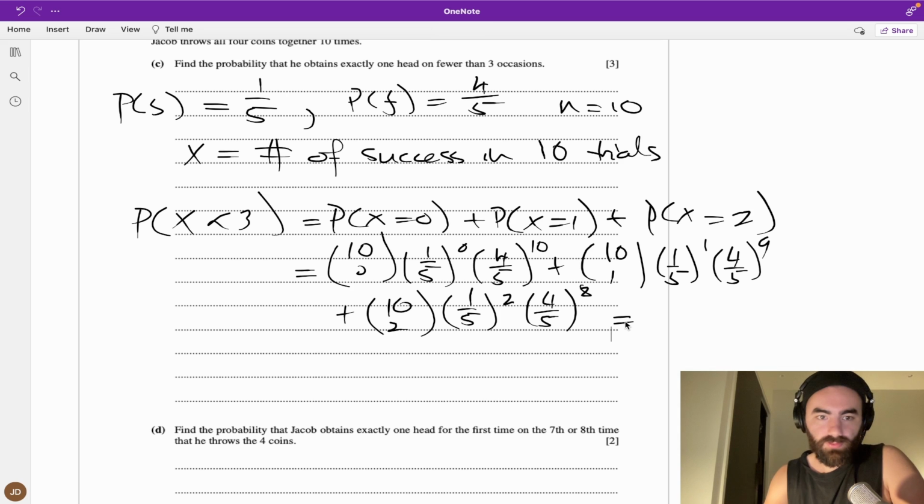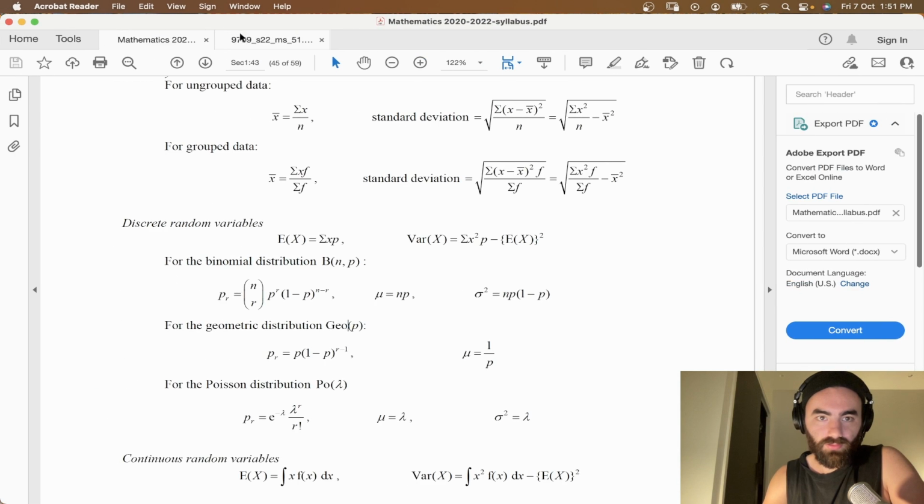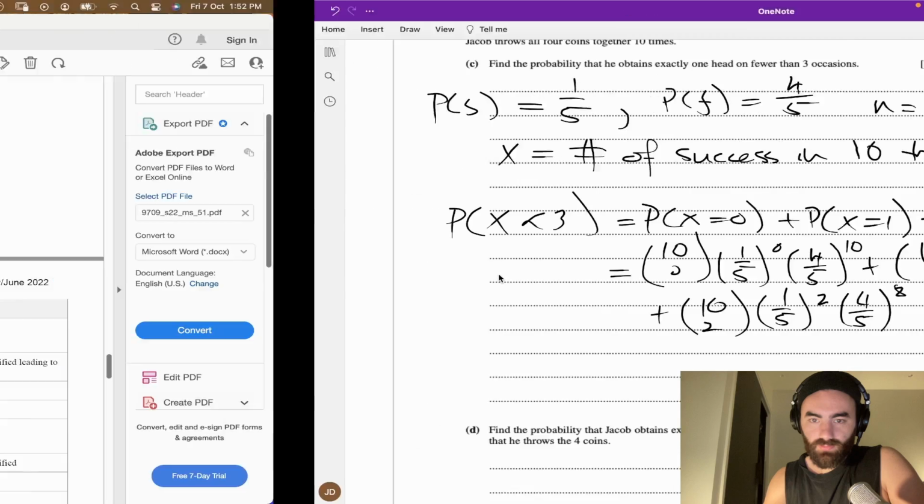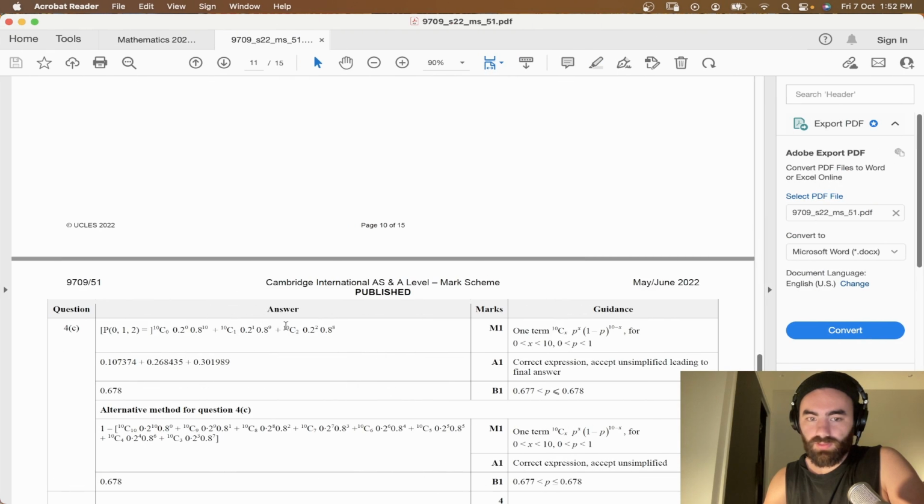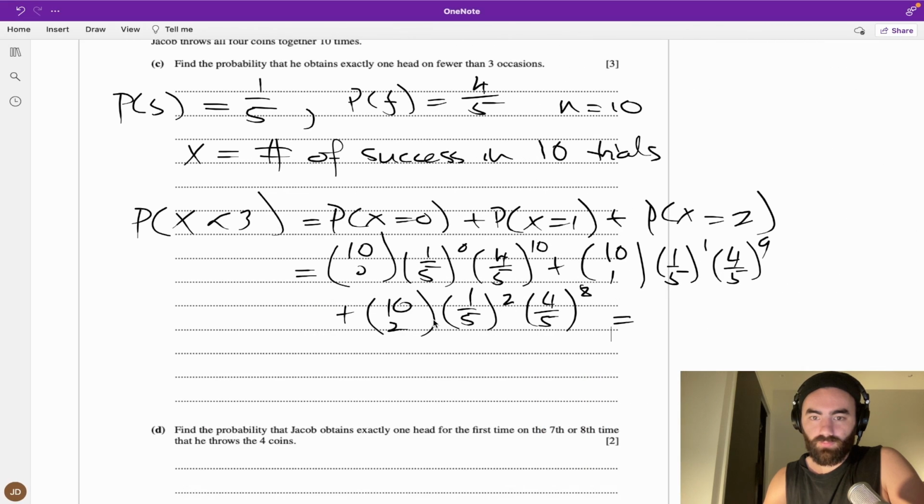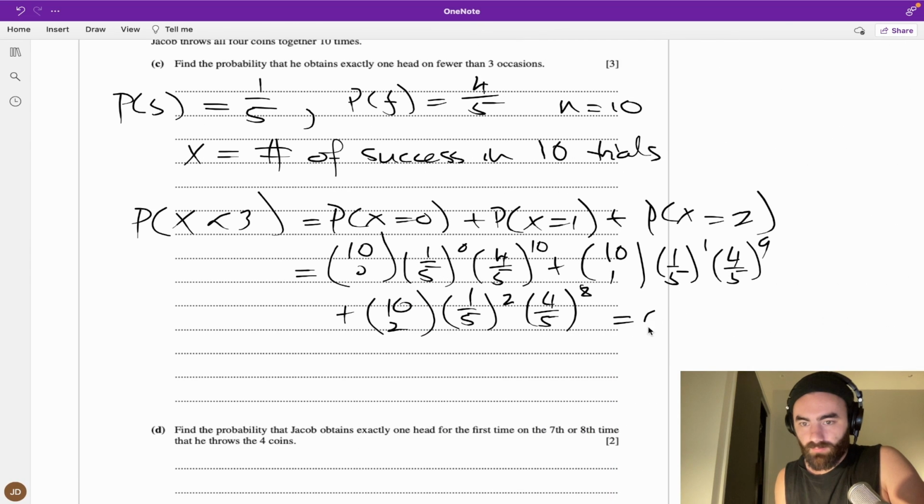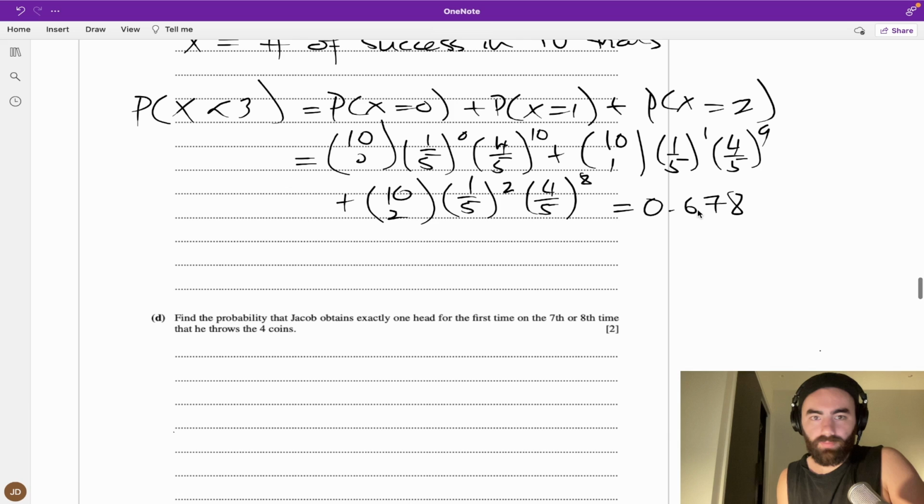I'm not going to calculate that. Yep, that's exactly what I got: 10C2, 1 over 5 squared, 4 over 5 to the 8. Yeah, all together you get 0.678. You just plug all that into your calculator. I'm just trying to save on time.